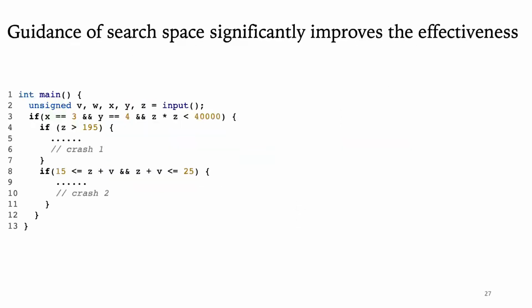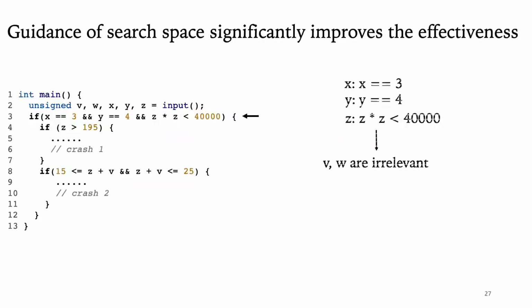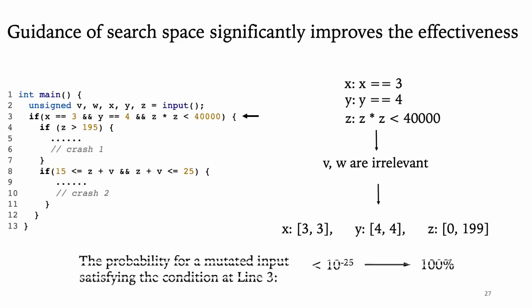Using the previous example to illustrate this intuition, for the condition at line 3, if we can extract the feasible search space of the related variables x, y, and z with precise intervals, then we can boost the success rate of generating a new input entering the true branch of the condition at line 3 from less than 10 to the power of minus 25 to 100%. We can find that those intervals form a polyhedron describing the feasible input search space, which significantly improves the effectiveness.